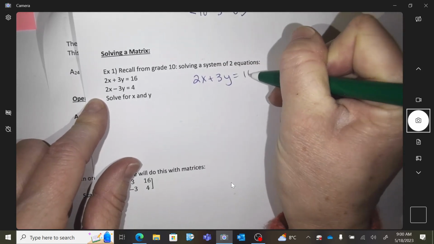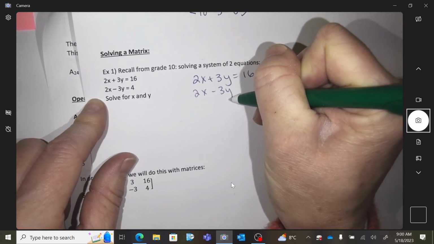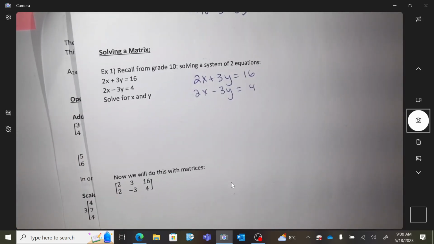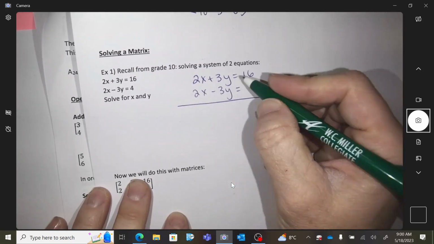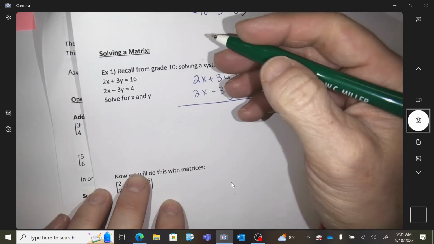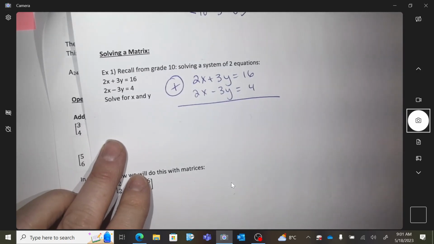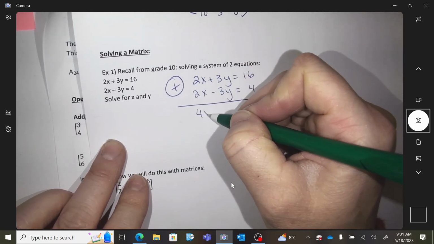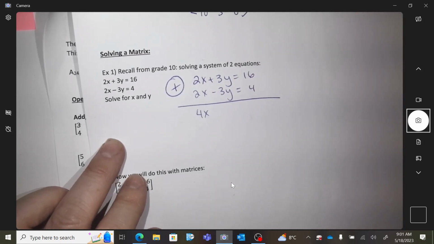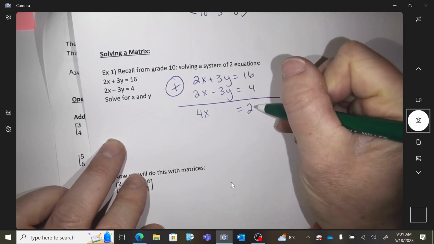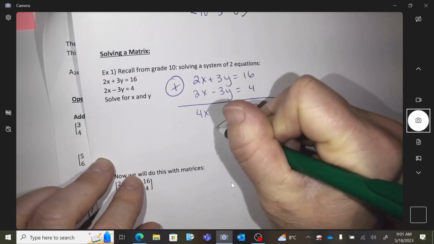We're going to eliminate. Which letter would you like to eliminate? The x's or the y's? I don't think it really matters. Should we go with the y's? Is that okay? Okay, so if I am going to get rid of the y's, I would need to add. So then 2x plus 2x is 4x. Y's are gone, right? And then 20, so x equals 5.